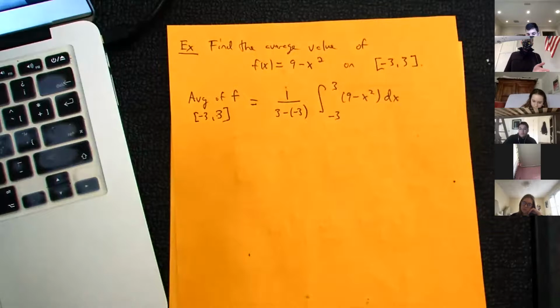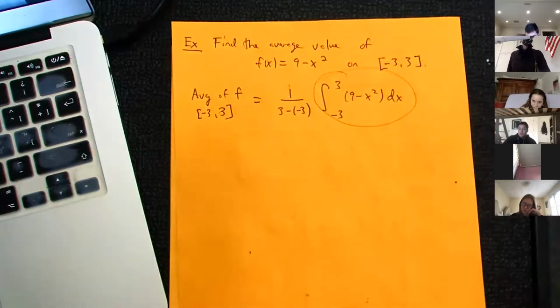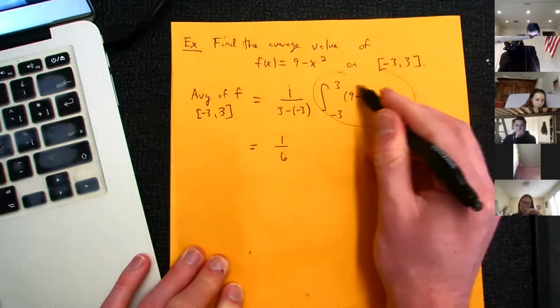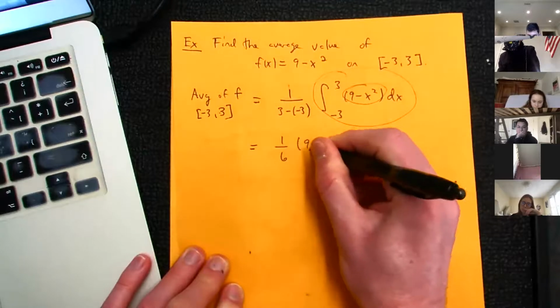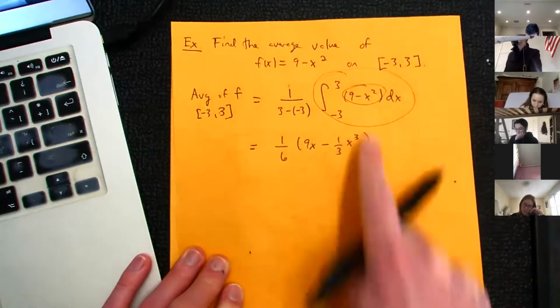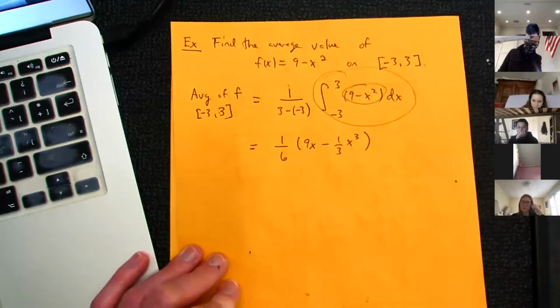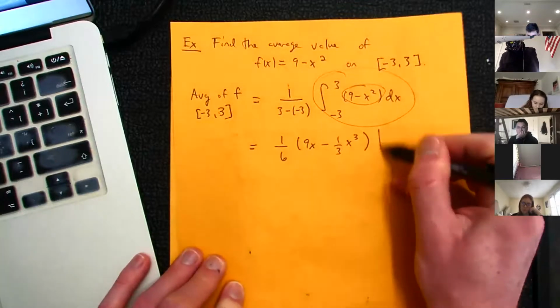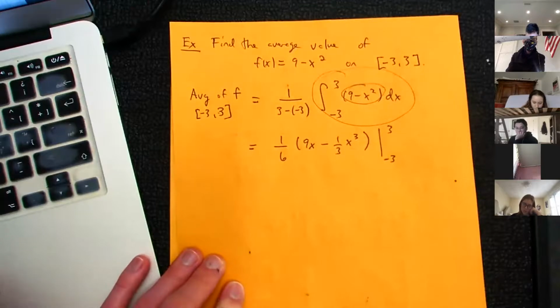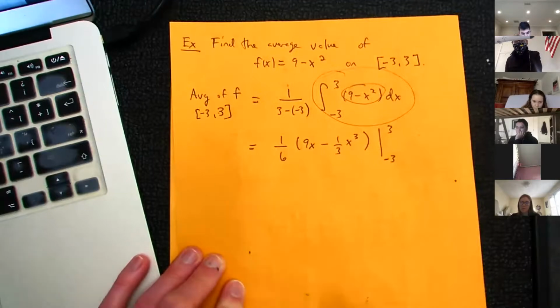We can use the fundamental theorem of calculus to evaluate this integral. We just have to find an antiderivative for the function, right? So 1 over 3 minus -3 is just 1 over 6. And then let's think about an antiderivative for this guy. I think that would be 9x minus 1/3 x to the third. Do you guys agree that if you take the derivative of this, you get this? And what do you need to do with that antiderivative? The fundamental theorem says you have to evaluate it from -3 to 3. Is that okay so far, guys? Alex, is that a question? Or no? Okay. All right.